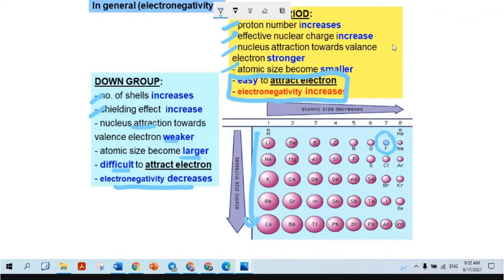So is it very simple? Because all the explanation for the front part is the same when going down a group or across a period. Just the last part you have to define. Okay, electronegativity means attracting the electron, whether it's difficult or easy to attract. If easy, electronegativity increases. If difficult to attract the electron, electronegativity decreases.